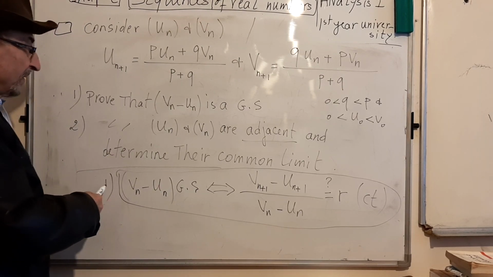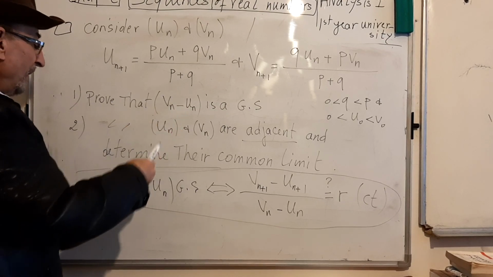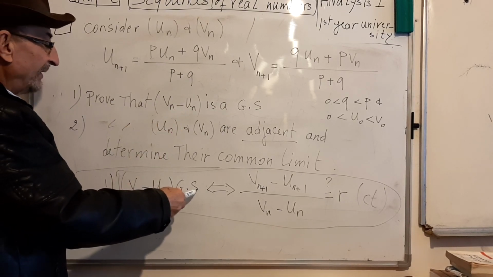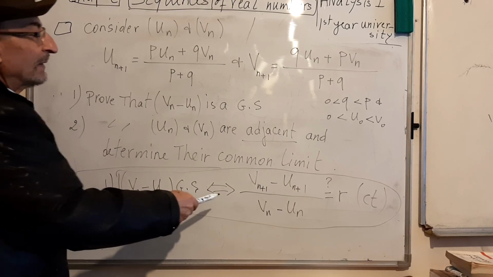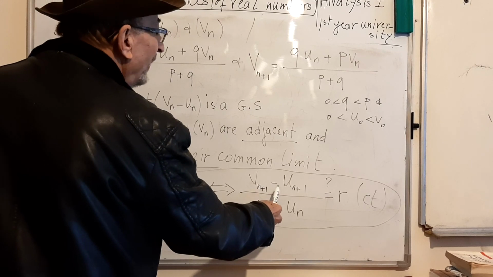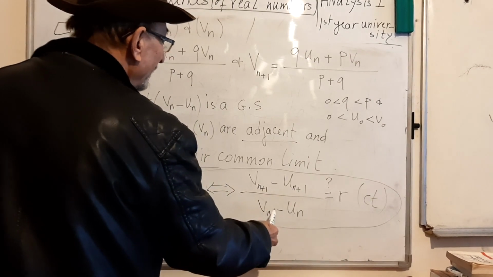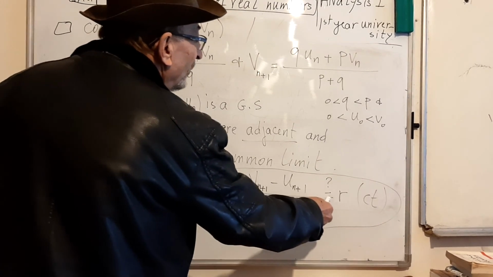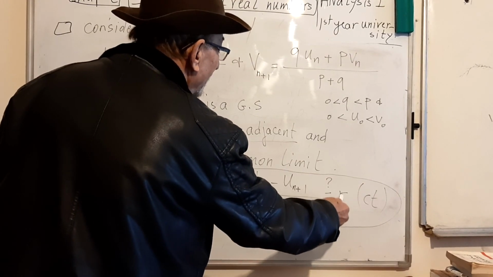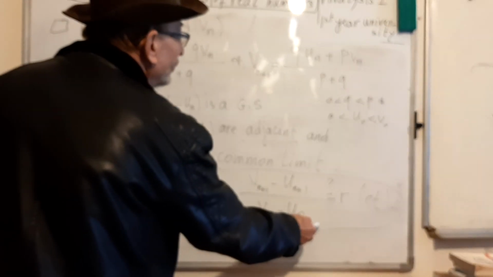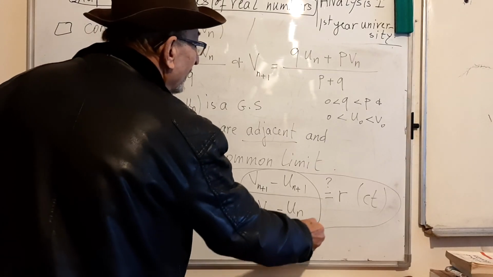For the first question, vn minus un is a geometric sequence if (vn plus 1 minus un plus 1) over (vn minus un) equals a constant r. We must find that the ratio is constant.